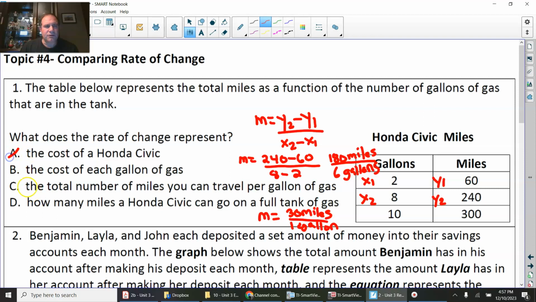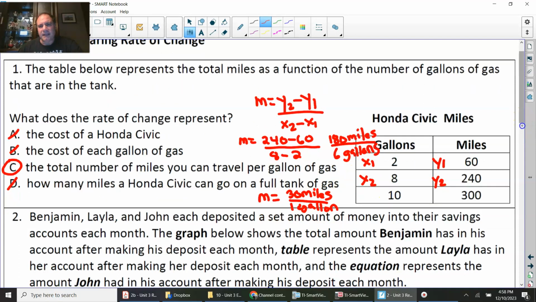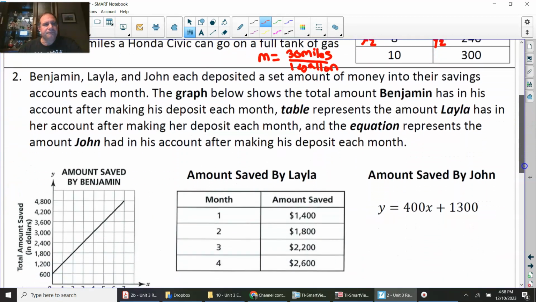Does this represent a cost? No. The cost of each gallon of gas? No. It has nothing to do with cost. The total number of miles you could travel per gallon of gas? Yes, that's it. And then how many miles a Honda Civic could go on a full tank? No. That's basically me just making sense of it, putting words to it, and that's it.